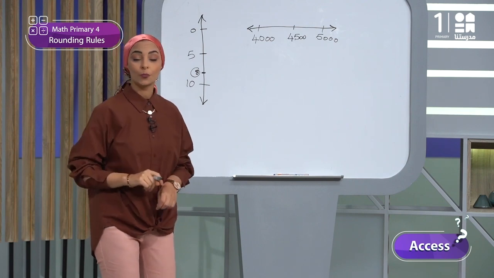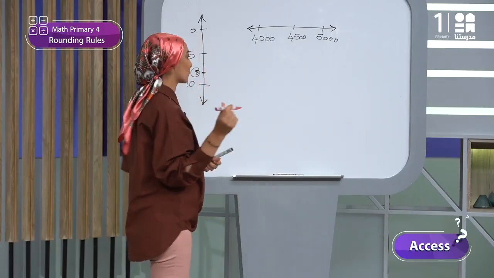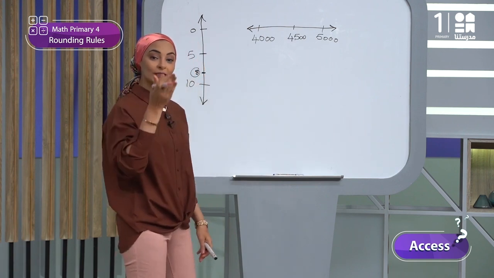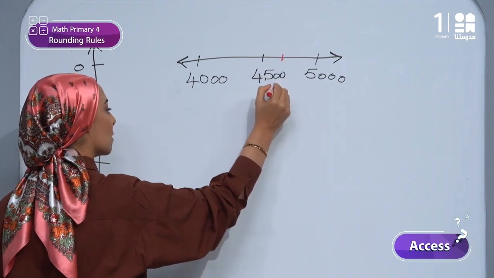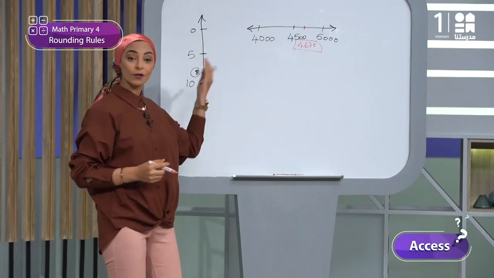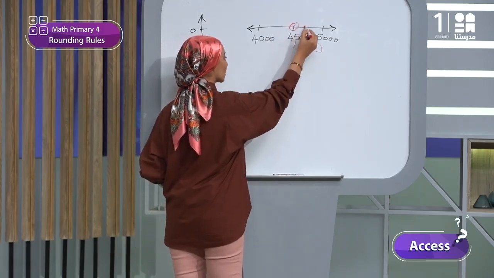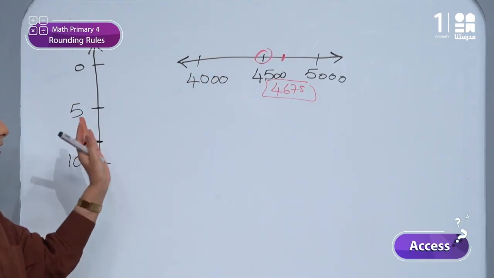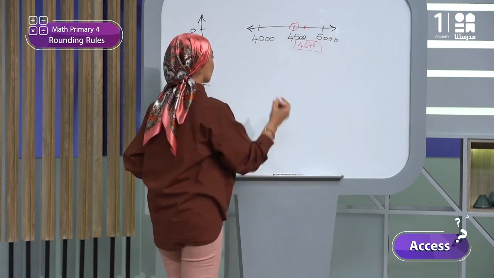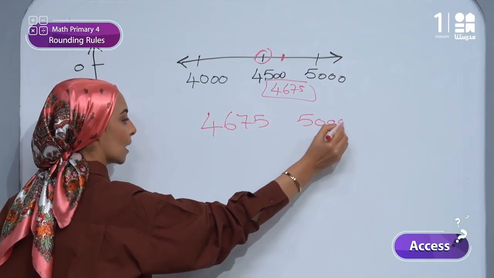If I ask you to mark the point 4,675, let's write it. 4,675. Will it be after the midpoint or before it? Yes, it will be after the midpoint. For example, it will be here. Who can tell me whether this number is closer to 4,000 or 5,000? Since it is after the midpoint, it will be closer to 5,000, the bigger number. So 4,675 is closer to 5,000 as you see here.